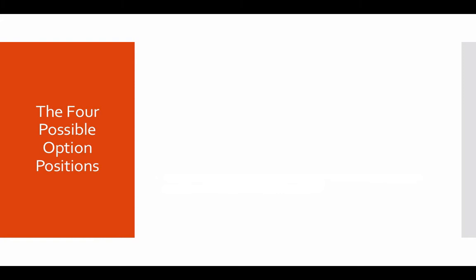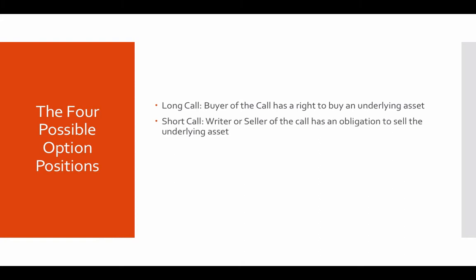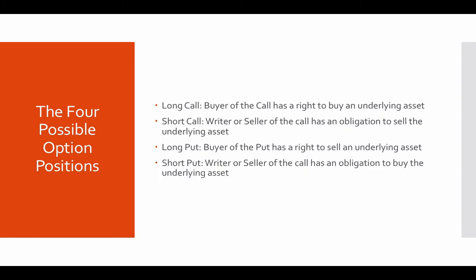The four possible option positions. The first is the long call. The buyer of the call has a right to buy an underlying asset. Next is the short call. This is the other side of the transaction, where the writer or the seller has the obligation to sell the underlying in the case of a call option. So he is known as going short on the call, whereas the buyer is known as going long on the call. Next, we have a long put, where the buyer of the put has a right to sell an underlying asset, and a short put, where the writer or the seller of the put has an obligation to buy the underlying asset. There's a small typo on the slide there. It should have been writer or seller of the put, not the call.